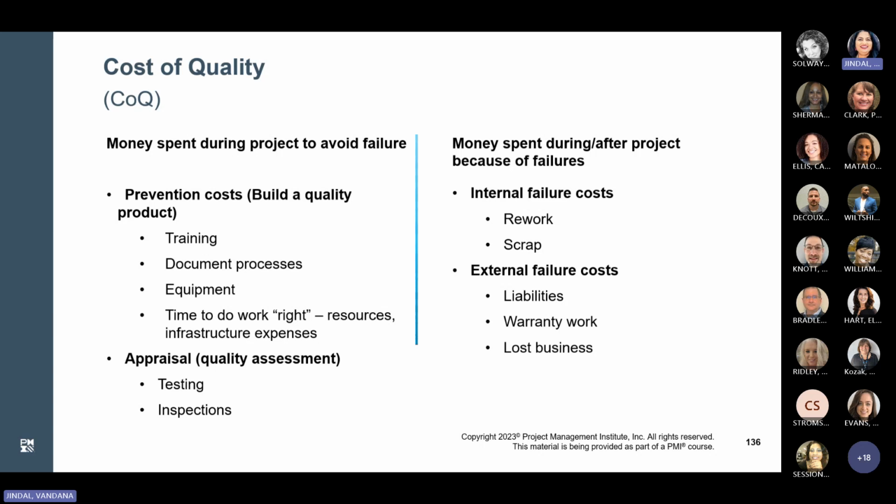So by understanding this cost, an organization can determine the investment level in quality that allows total cost to be as low as possible. So it depends, right, on where you want to spend your funding.